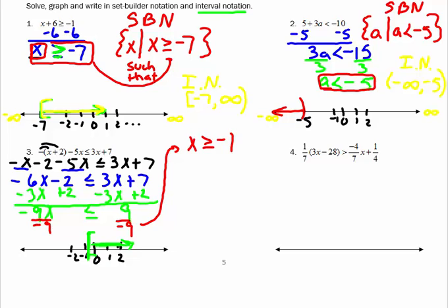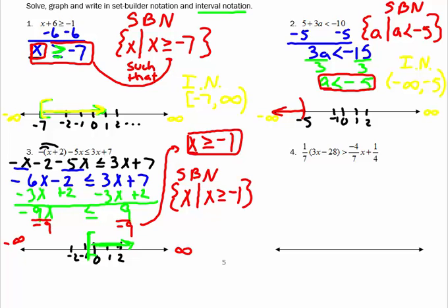So now we need to look at set builder notation, SBN. So set builder notation, start off with the set marks. A set builder notation is a set of all numbers x such that, what did we find? We found that x had to be greater than or equal to -1.